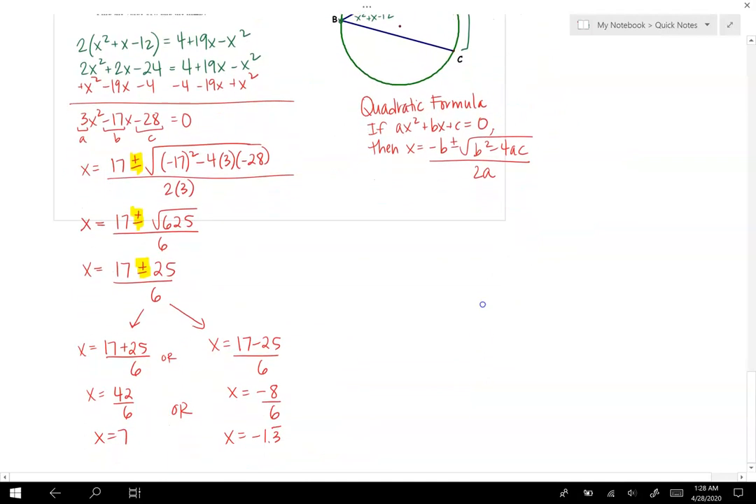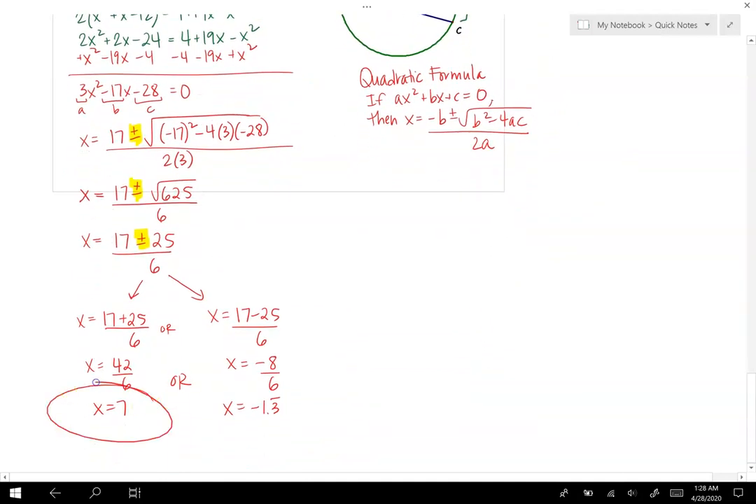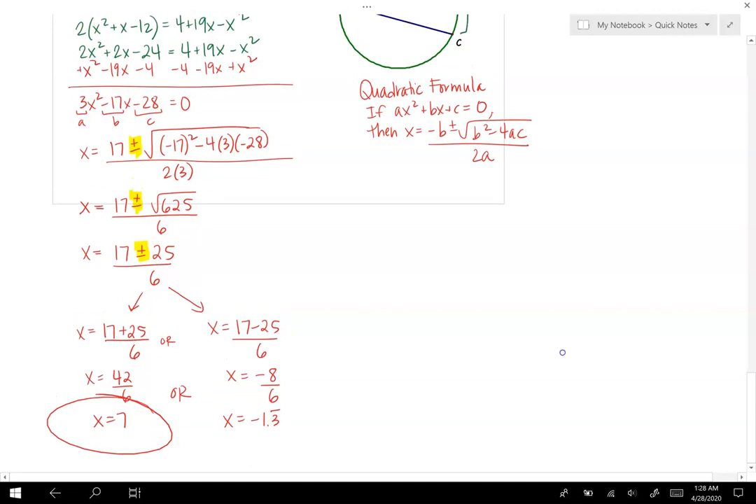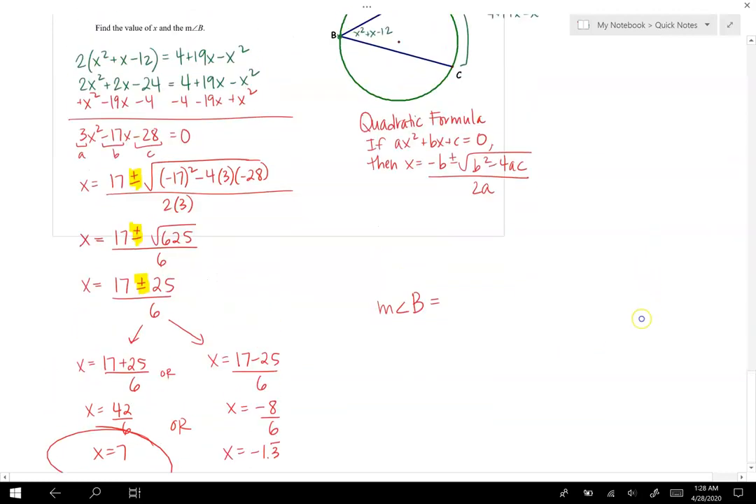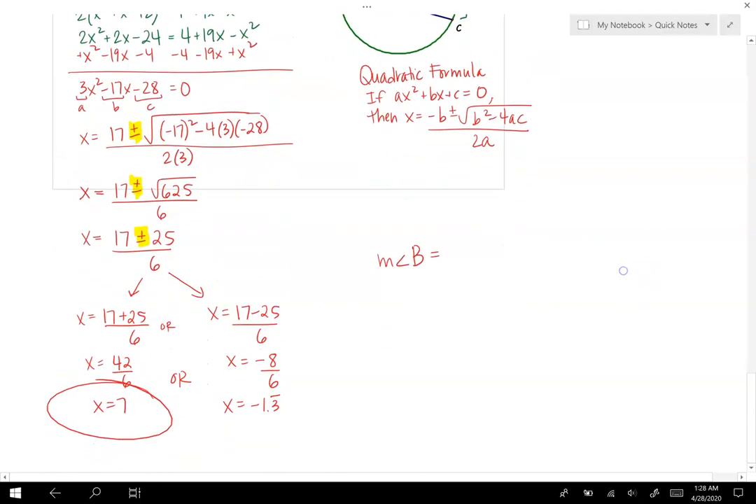Now we're going to look back at the question. Find the value of x and the measure of angle B. It has to be the positive answer, otherwise we get a negative angle. And the measure of angle B equals, we just plug it back in, 7 squared plus 7 minus 12, which is 44 degrees.